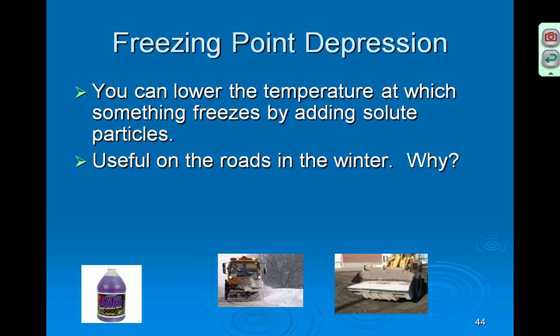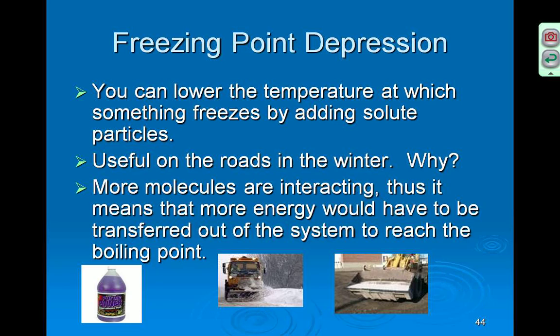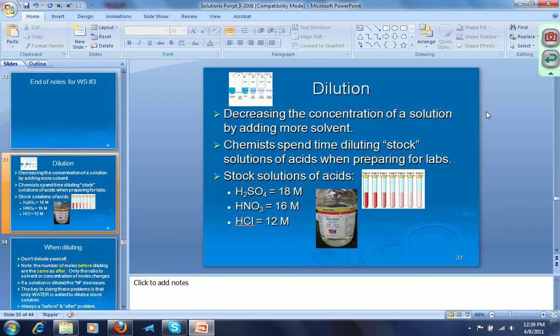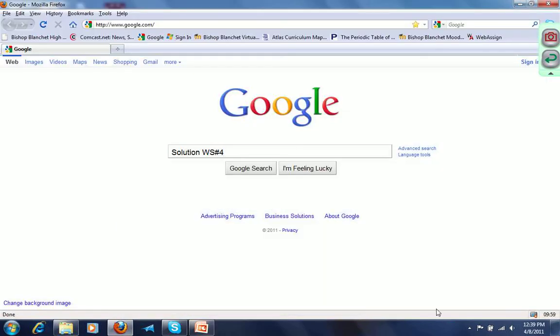Freezing point depression. You can lower the temperature at which something freezes by adding solute particles. It's useful on the roads in the winter. Why? It will allow snow, if it's falling, to melt at a lower temperature than it normally would at the regular freezing point. The end of our notes for solutions.